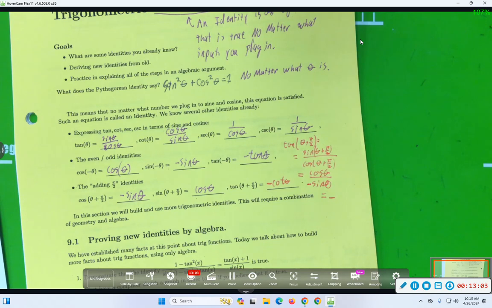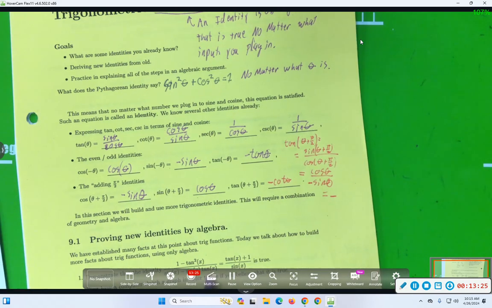So here's the game that I want to play today. We have all of these trig identities, and we've used them an awful lot, right? Like if you want to solve a trig equation, an important step is going to be using a bunch of identities to solve some stuff. So let's do exactly that. Let's prove new trig identities.